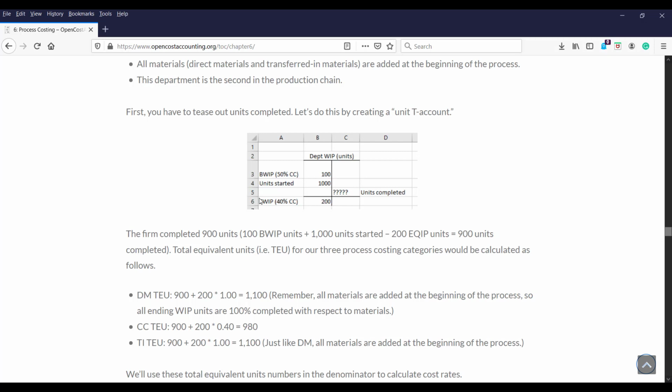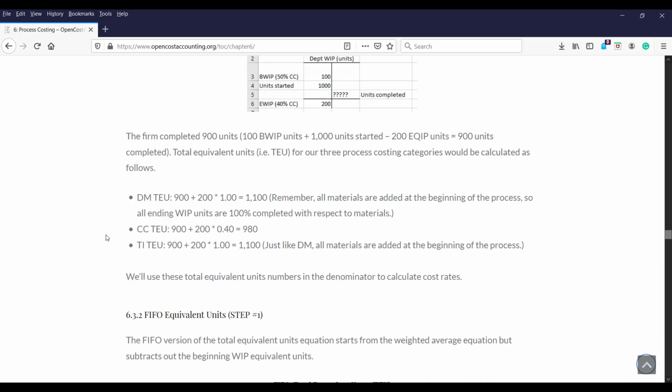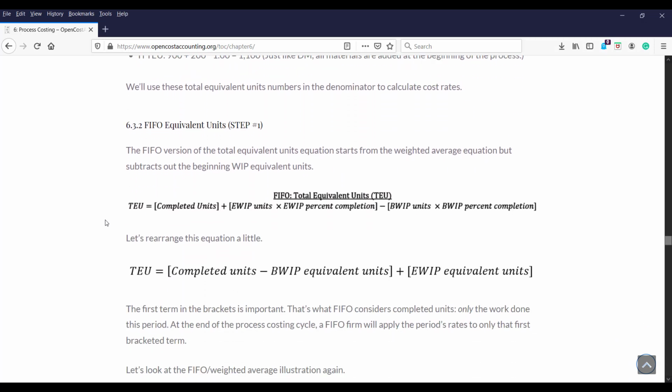And so we include the beginning WIP units in our total equivalent units in the denominator, and then in weighted average we're going to also include the beginning WIP costs in the numerator. In the next video we'll see that. But if we're in FIFO, like I said, the difference between weighted average and FIFO is strictly about how they treat those beginning WIP units and the beginning WIP costs. That really is the core difference, and that's how it plays out.